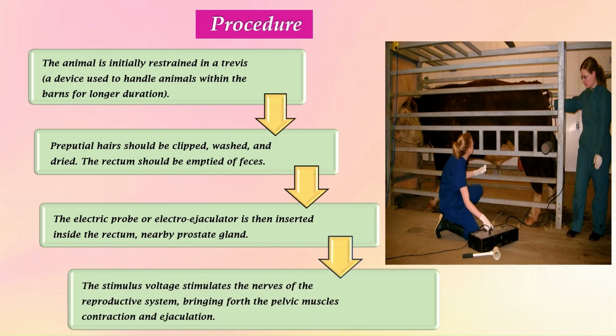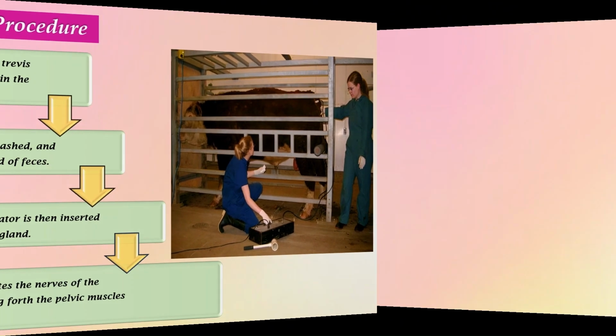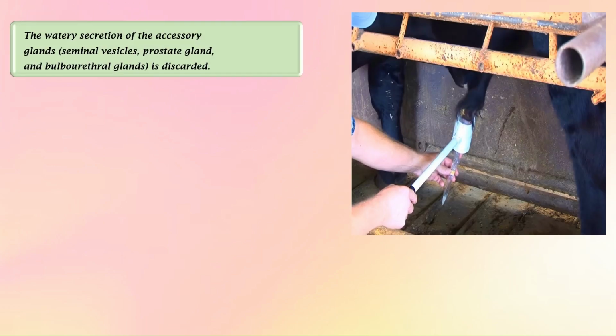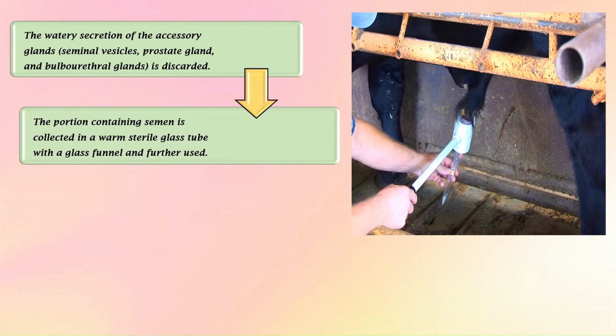The stimulus voltage stimulates the nerves of the reproductive system, bringing forth the pelvic muscles contraction and ejaculation. The watery secretion of the accessory glands is discarded. The portion containing semen is collected in a warm sterile glass tube with a glass funnel and further used.